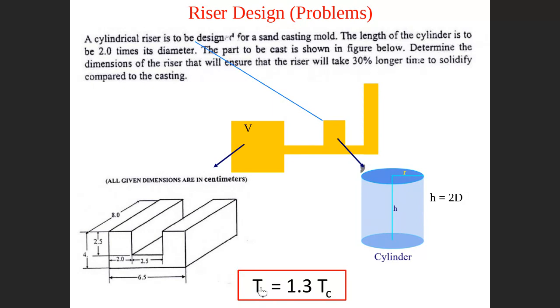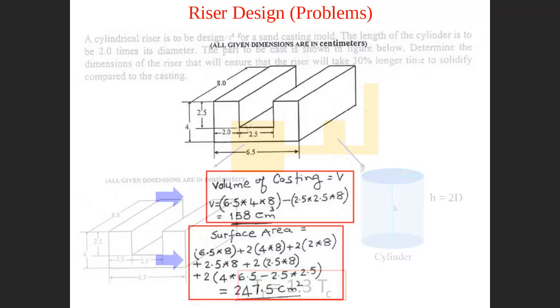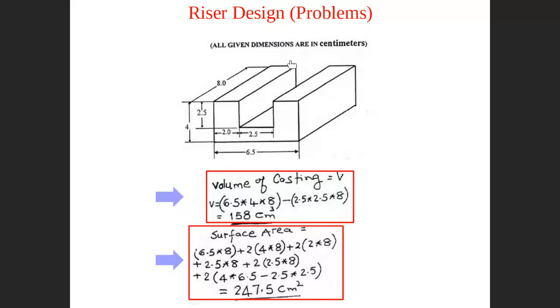Meaning the solidification time of the riser must be bigger, 1.3 times that of the cast. So what is the dimension? The question is, what is the diameter and what is the height of the riser? Let's move forward. Start with what we know.